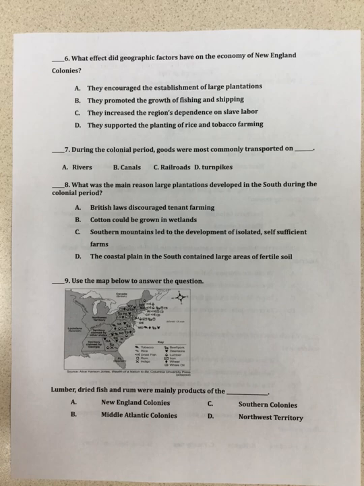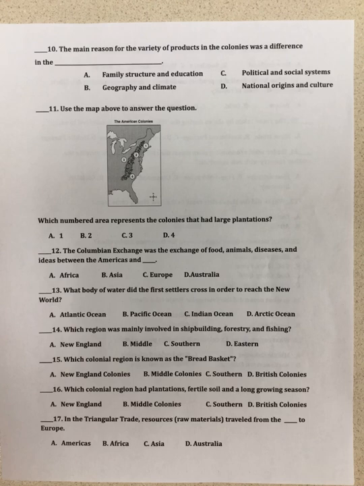Remember, you can pause this video at any time. Question number 10. The main reason for the variety of products in the colonies was a difference in the blank. Is it A, family structure and education, B, geography and climate, C, political and social systems, D, national origins and culture?